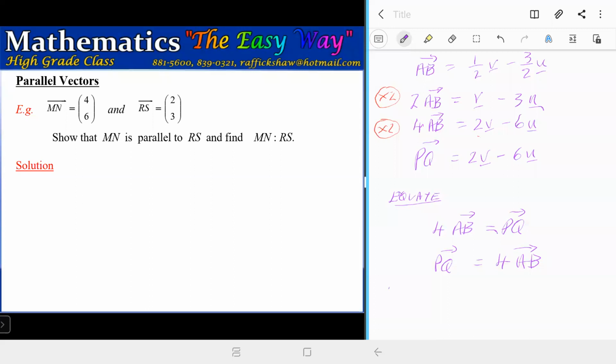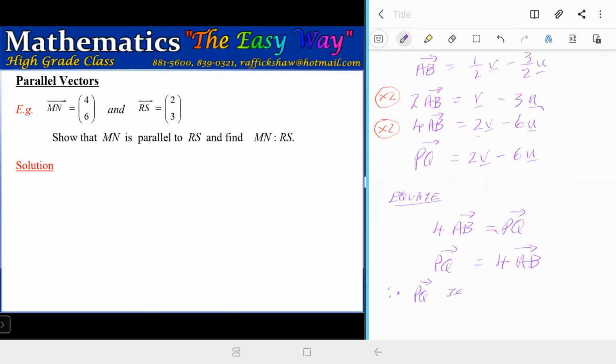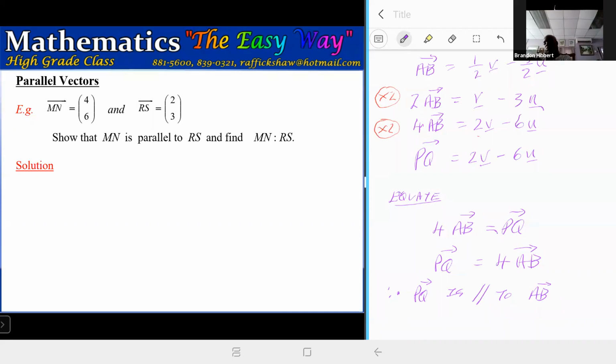So we can say, therefore, PQ is parallel to AB, that's the symbol for parallel, because we have expressed one of them to be equal to a multiple of the next. So when you express one as a multiple of the next, it means that they are parallel. Now, which one of them is longer? The PQ or the AB? In fact, PQ is 4 times the length of AB, isn't it? Yes.